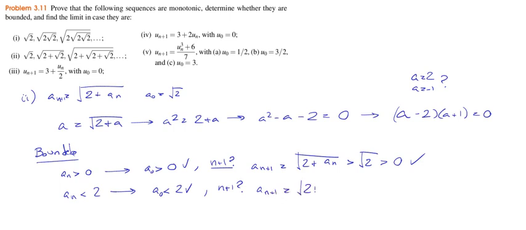Well, again, we have this expression for a sub n plus 1. We have assumed a sub n is smaller than 2, so this is smaller than the square root of 2 plus 2. 2 plus 2 is 4, the square root of 4 is 2, so this is smaller than 2. Okay, so again, this completes the induction step. So we have proven that a sub n is between 0 and 2.